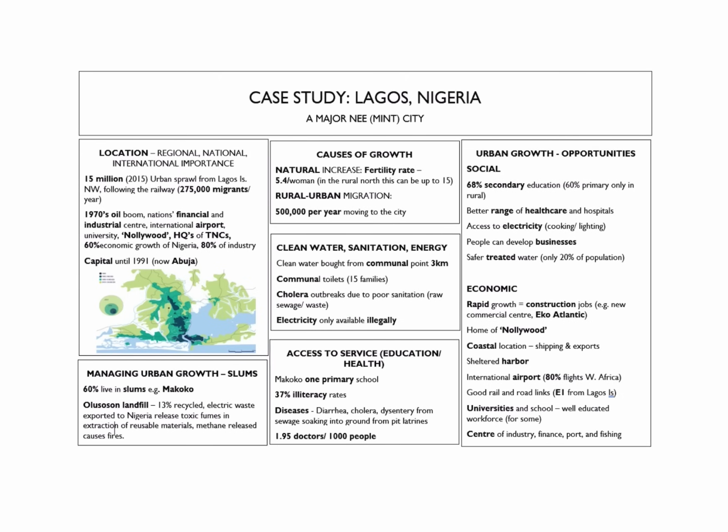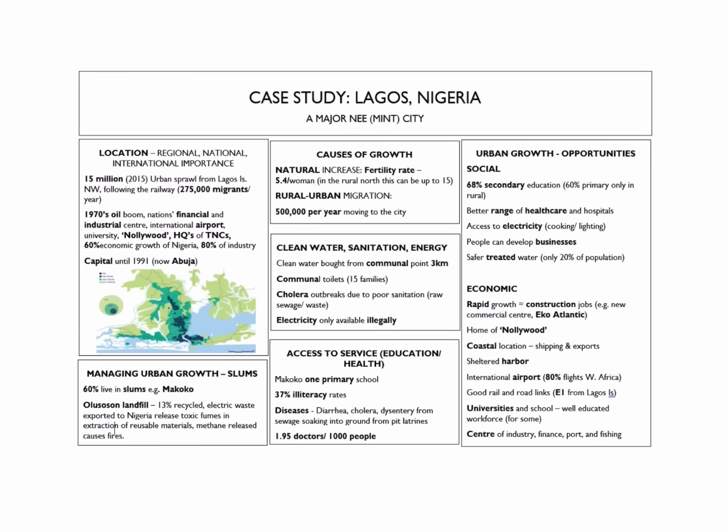37% of the population are illiterate, so cannot read and write. You've got about 1.95 doctors to every 1,000 people. You've got communal toilets that are shared between approximately 15 families. And I suppose that throws up huge opportunity though at the same time.